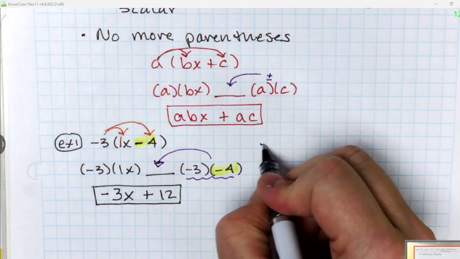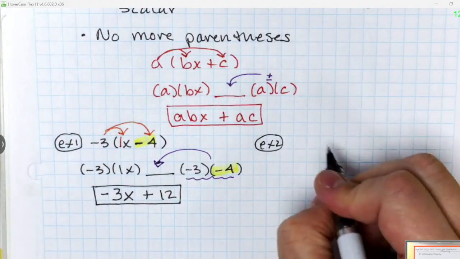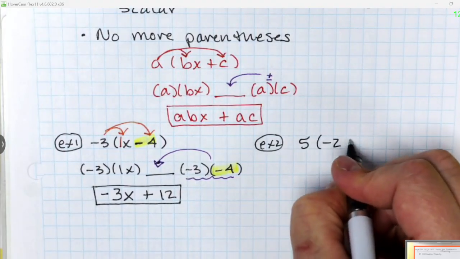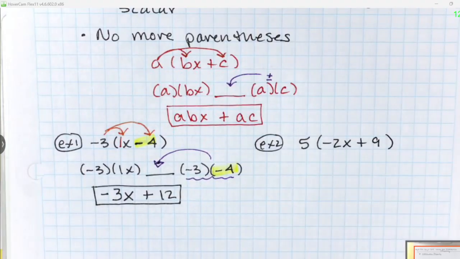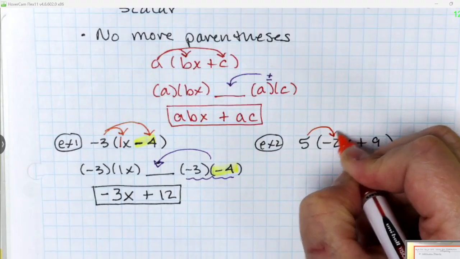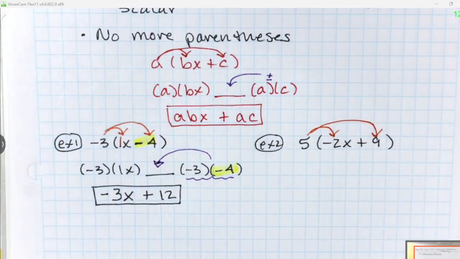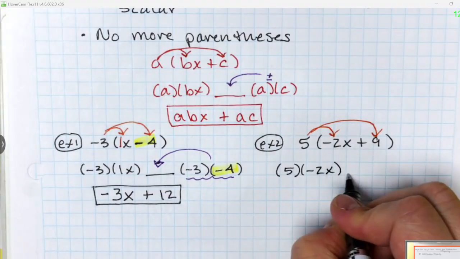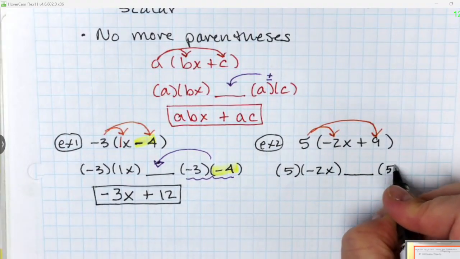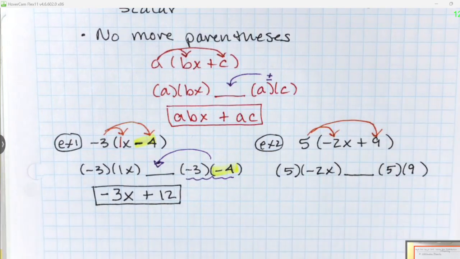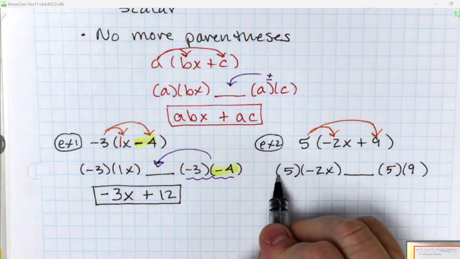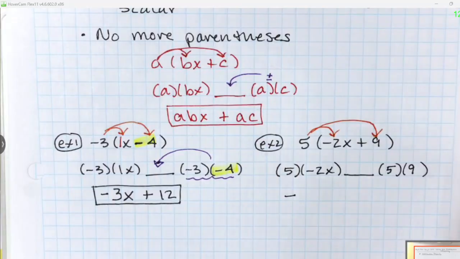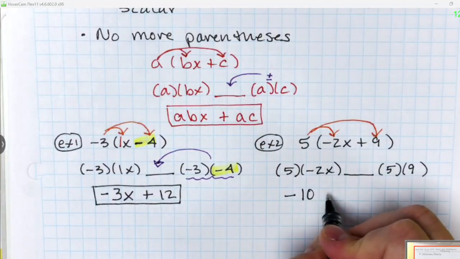All right, let's do another one. Example 2, 5 times (negative 2x plus 9). All right, so we're going to take the 5 and multiply everything on the inside by 5. So 5 times a negative 2x, leave a space, 5 times a positive 9. All right, positive times a negative is a negative. 5 times 2 is 10.